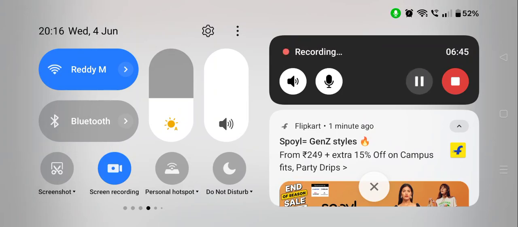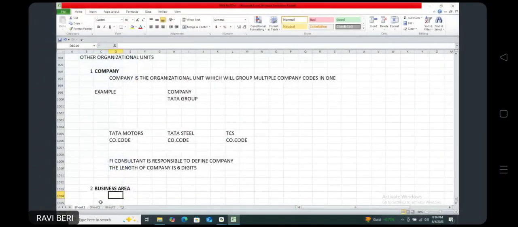The second organizational unit, make a note. Business area is the organizational unit. See, normally for one company code, we prepare one balance sheet: Tata Motors, one balance sheet; Tata Steel, one balance sheet; TCS. Every company code you prepare a balance sheet. But some clients will ask for internal balance sheets plant-wise. Each plant they want a balance sheet, that is only for internal purpose. External, one company code, one balance sheet for external purpose. Internal purpose, they can create a balance sheet plant-wise.